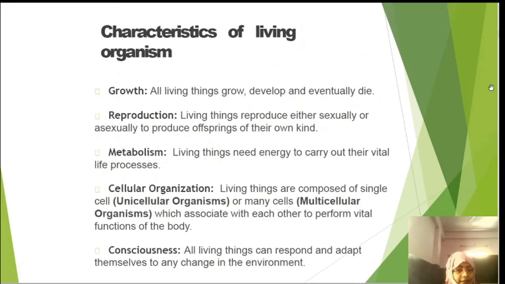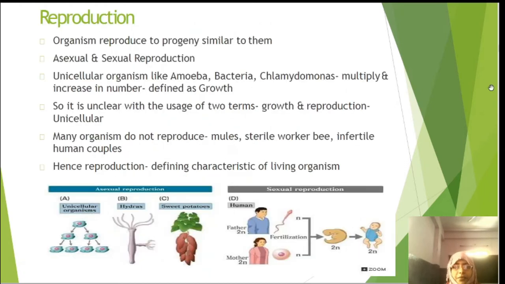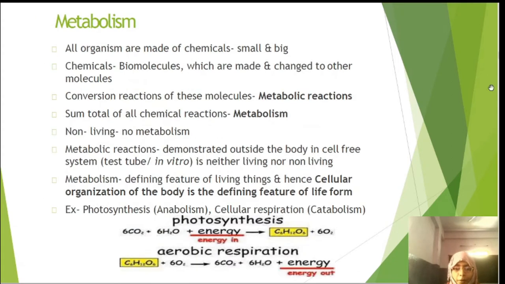Next, characteristics. There are five characteristics: growth, reproduction, metabolism, cellular organization, and consciousness. These are the main, basic characteristics. You can say they are the basic requirement for an organism to be living. Growth is an increase in mass and number. Reproduction is an increase in progeny, the production of the next generation. Metabolism is nothing but surviving: the conversion of compound chemical molecules into simple chemical molecules. Examples are photosynthesis and respiration.